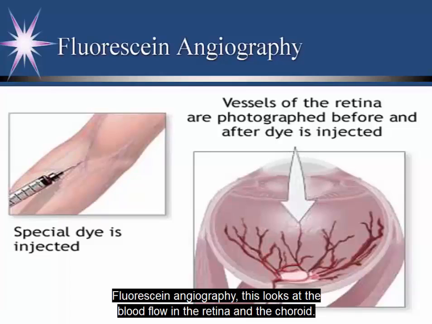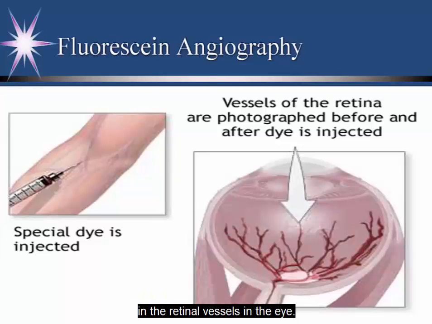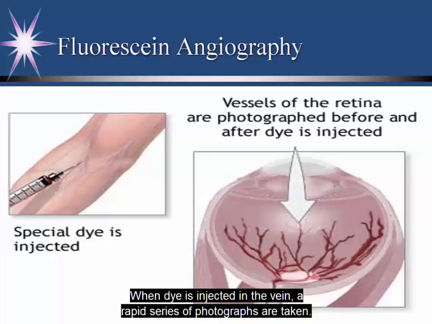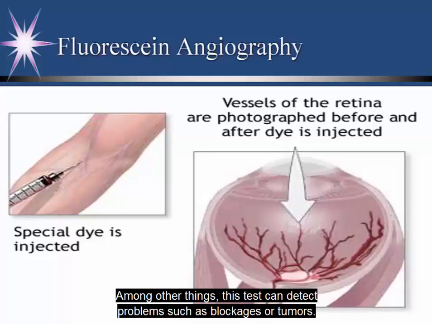Fluorescein angiography. This looks at the blood flow in the retina and the choroid. Retinal dye injection is used to determine if there is proper circulation in the retinal vessels in the eye. When dye is injected in a vein, a rapid series of photographs are taken. Among other things, this test can detect problems such as blockages or tumors.